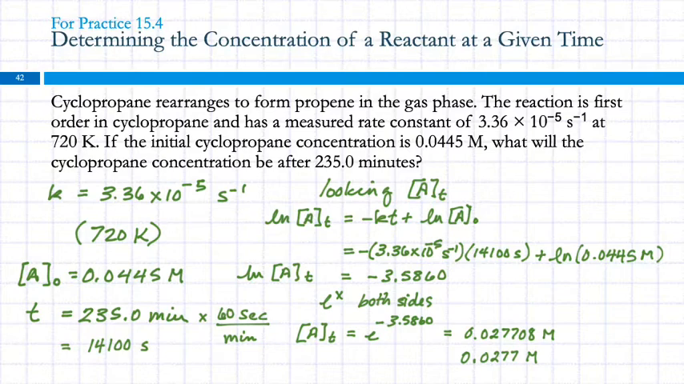Is that a reasonable concentration? Yeah, it is. We started at 0.0445. After 235 minutes, the concentration should be smaller, right? So if it got bigger, then you have a problem. Or if, heaven forbid, you end up with a negative concentration, that's not a good sign. Any questions?